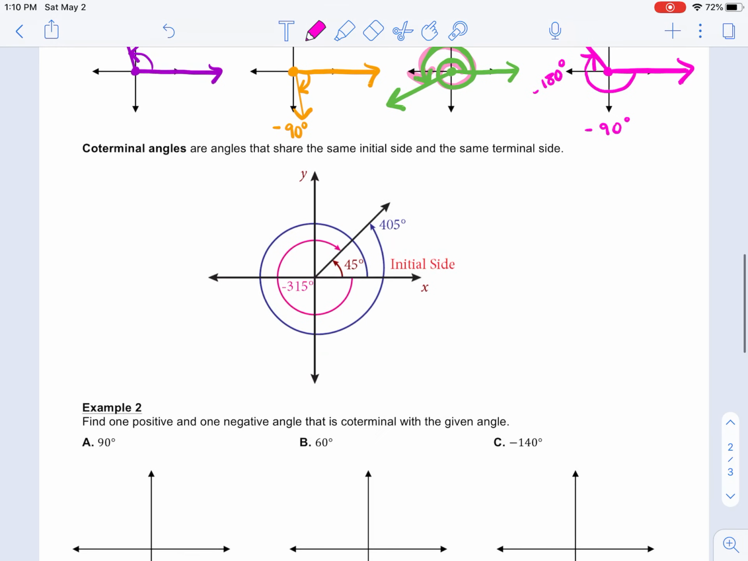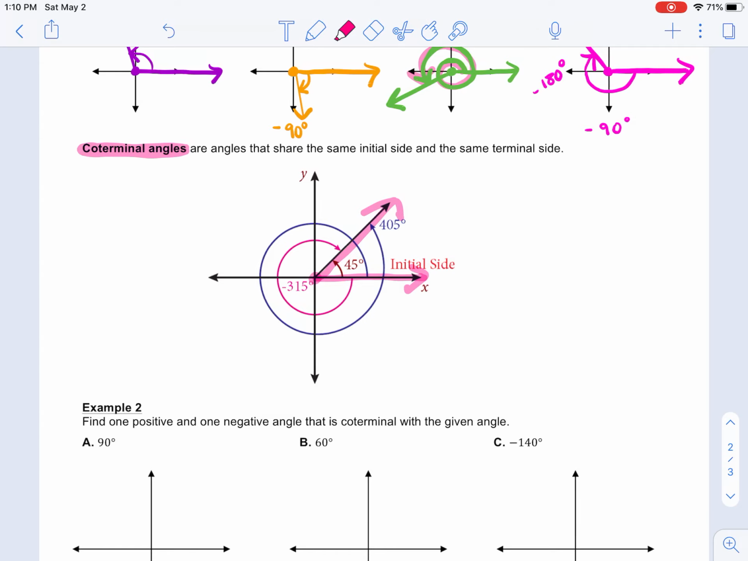Now the next thing we're going to talk about is something called coterminal angles. And the key to coterminal angles is that they look the same. If you were to take away your direction arrow and take away the number of times something rotates, or the number of revolutions, these angles, coterminal angles, have the same initial side and they have the same terminal side.